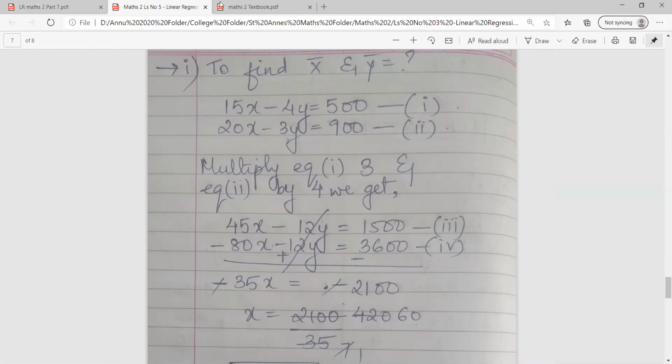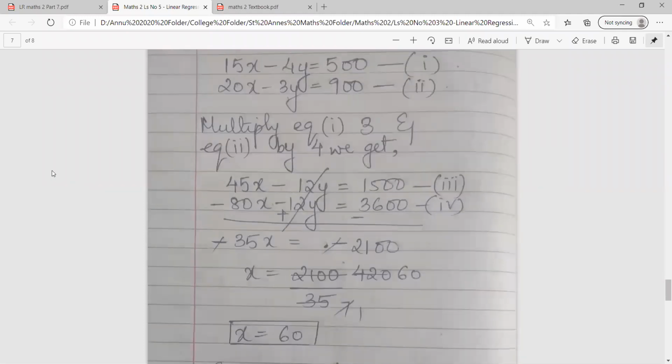Just give me a second. All right. So on arranging like this, you will get the answer like here. There is nothing similar. You can see 15x and 20x cannot be made similar. You cannot multiply by any one number. Again you have 4 and 3. So what I have done is multiplying equation 1 by 3 and multiplying equation 2 by 4. So I'm making 12y similar.